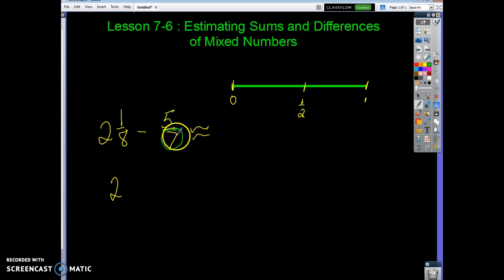Since 5 is more than half of 7, 5 is greater than 3.5, that would mean I would round 5/7 up to 1 whole. Another way to look at it is I can take this number line and break it up into 7 pieces. 1, 2, 3, 4, 5, 6, 7. And I would do 5. 1, 2, 3, 4, 5/7 is right here. That means it is more than 1/2, which means it's closer to 1 whole than it is to 0. So 5/7 becomes a 1, which means 2 1/8 minus 5/7 is about equal to 1 whole.